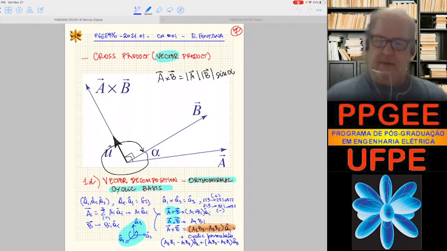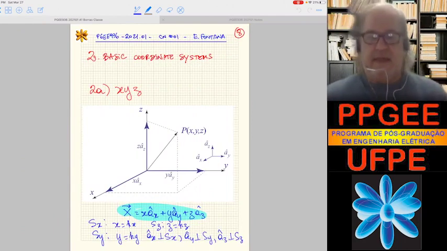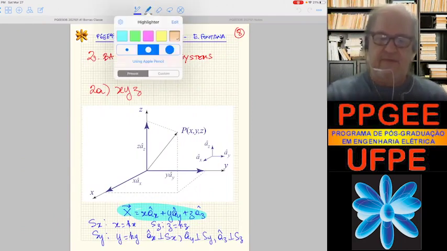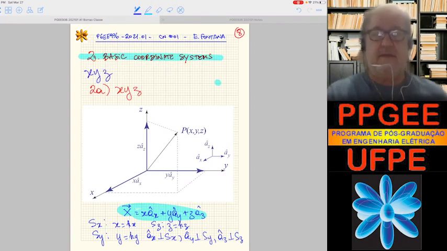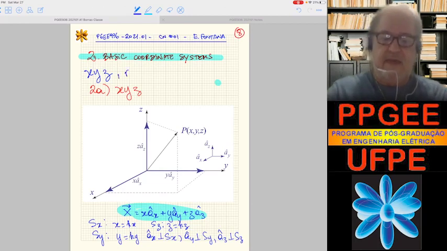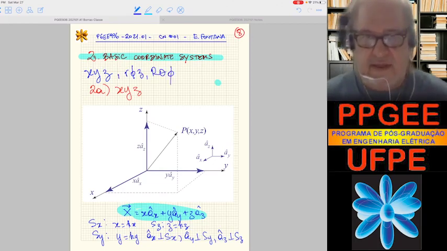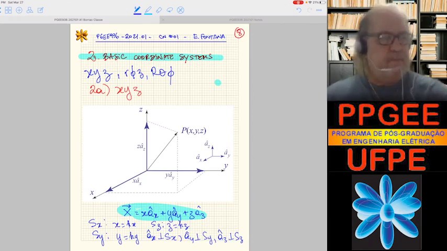Okay, so continuing, let's talk about basic coordinate systems. We're going to talk about three systems, as I mentioned: the rectangular coordinates, Cartesian coordinates, cylindrical coordinates, and spherical coordinates. And to allow expanding this concept to several other arbitrary curvilinear systems, we are going to conceptualize how to build the basis vectors of the system in general, okay?